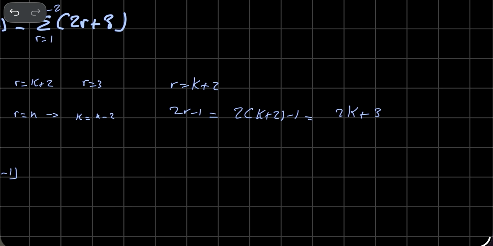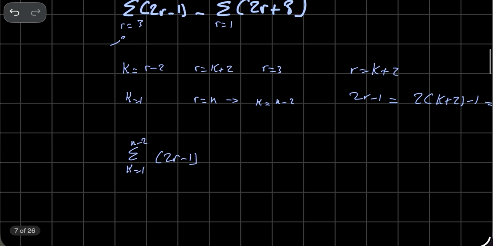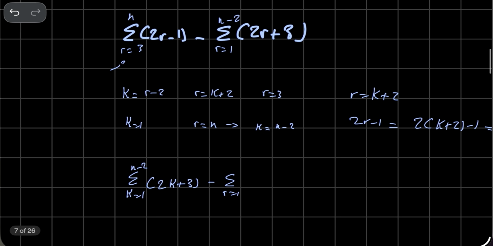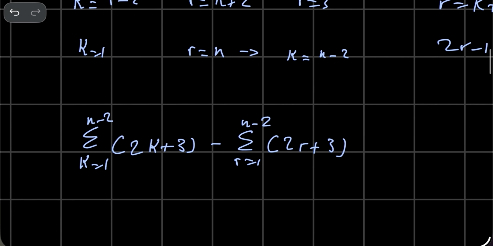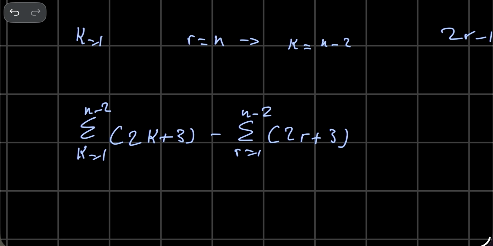Okay, so we write this 2k plus 3, and the other one 2r plus 3. Okay, now as you've noticed, we only transformed the indexes, but will this genuinely make any sense here or make any difference here?